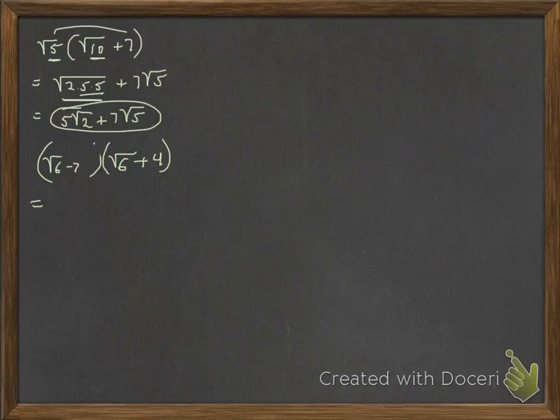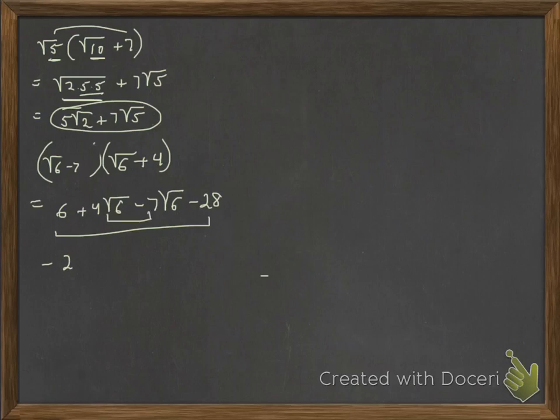Let's do another one. Now for this one, we're thinking FOIL. Think all 4 terms here. Don't have to rush to do it in your head. Okay, whenever you're comfortable. First terms would be 6. Outer terms would be plus 4 square root of 6. Inner terms would be minus 7 square root of 6. Last terms would be minus 28. Gathering the first and the last terms, I'll get minus 22. Gathering the middle terms, because they have the same radical, I'll get minus 3 square root of 6.